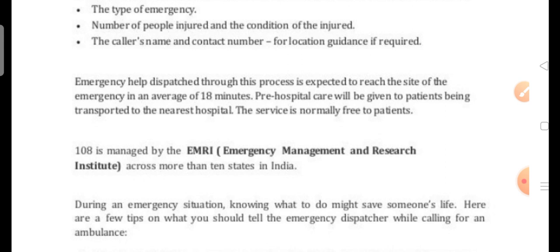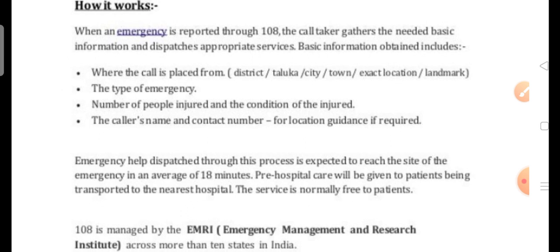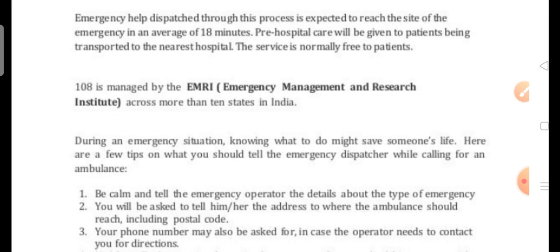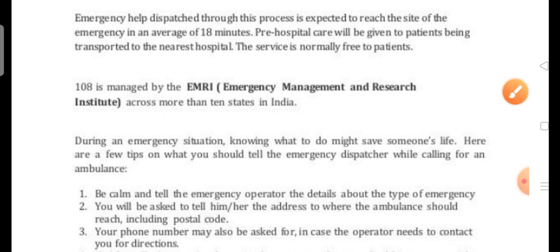You have to write this. If you want, you can write it this way also, no problem. Emergency help dispatched through this process is expected to reach in an average of 18 minutes. The second point is that pre-hospital services are given to patients being transported to the nearest hospital. The third one is that the service is normally free to patients.